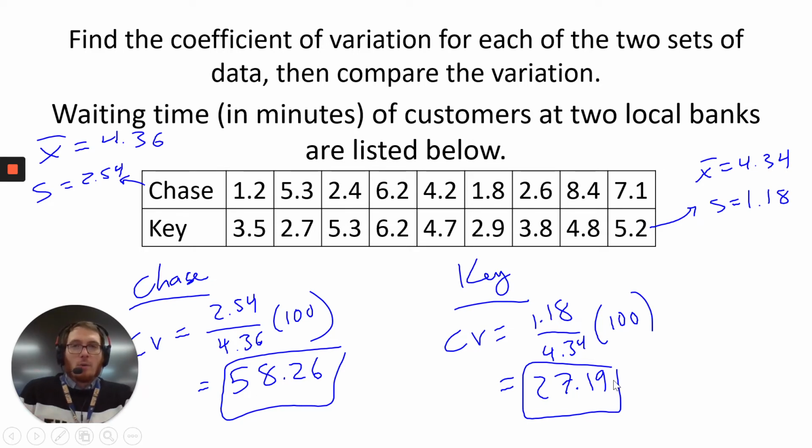So Key Bank's much more consistent with how long you're going to wait. Chase Bank, you could be there for a while because someone may have a longer question. There may be a longer line. Maybe there's more customers there. So you don't know how long you're actually going to have to end up waiting. That's what the coefficient of variation tells us. If one is much different than the other, the one with the lower has less variation. The one with the higher would have more variation in comparison to the two data sets.